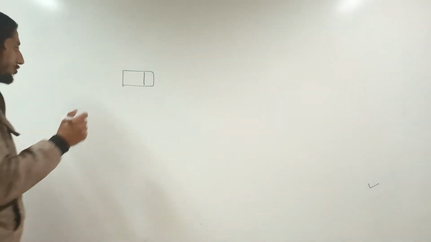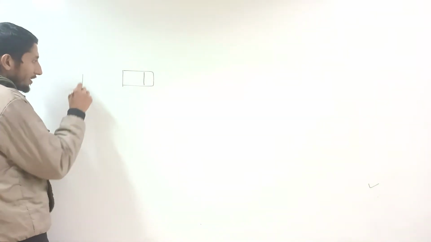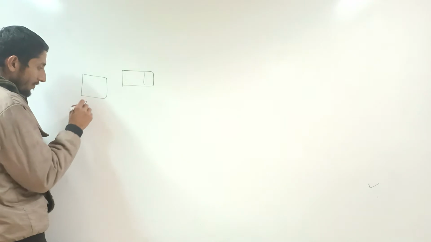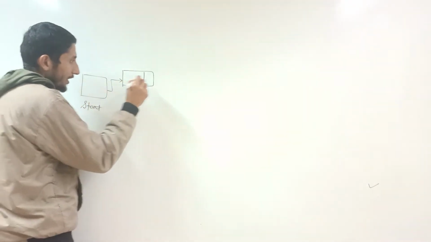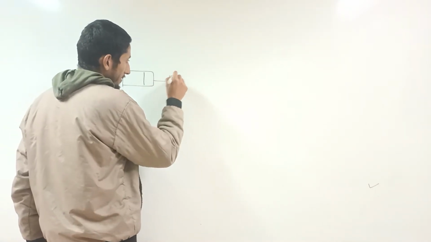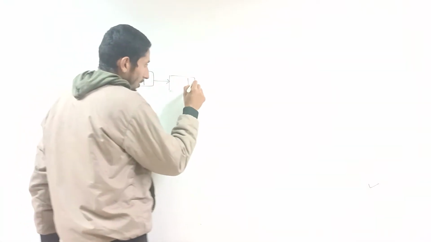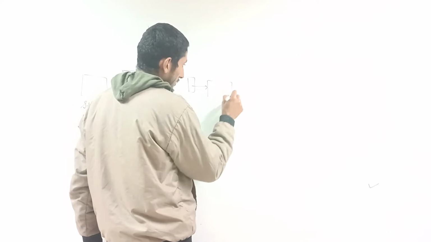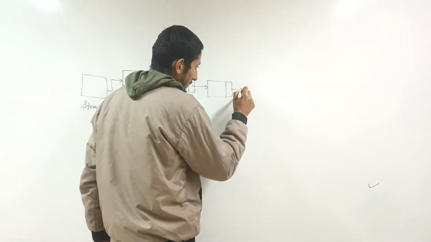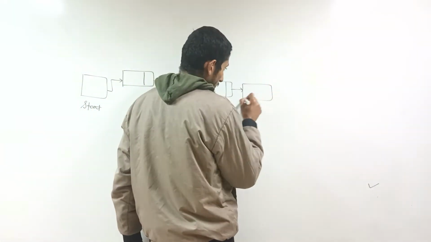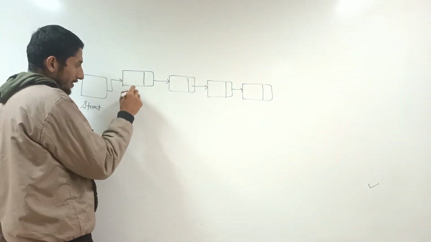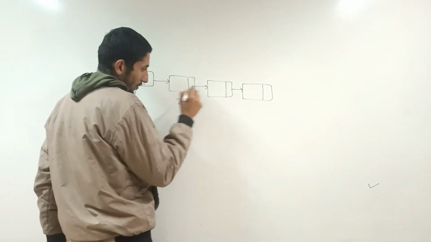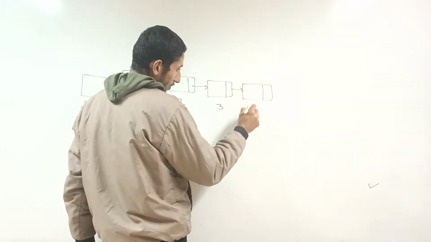So let me explain to you. We have a start pointer, that is start, and along with the start pointer, I have a linked list like this. I have already explained that in a linked list we have a collection of nodes. In nodes we have two parts. That's node number 1, node number 2, node number 3, and node number 4.